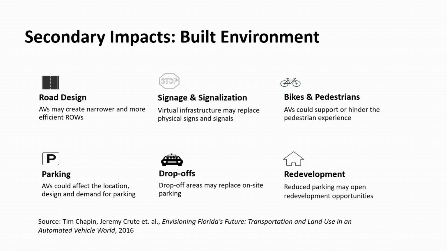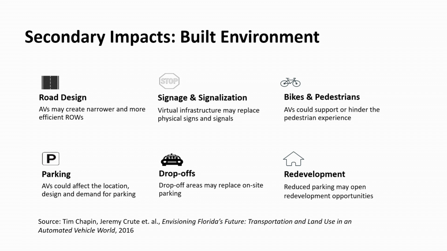So road design: AVs may create narrower and more efficient right-of-ways. So shrink those right-of-ways down, lane widths. Virtual infrastructure may replace physical signs and signals. Bikes and pedestrians: AVs could support or hinder the pedestrian experience. Big question mark there. Parking: AVs could affect the location, design and demand for parking. A lot of projections that parking demand will go way down. Drop-offs: a drop-off revolution, they call it, may replace on-site parking. And then redevelopment: this reduced parking may open redevelopment opportunities.